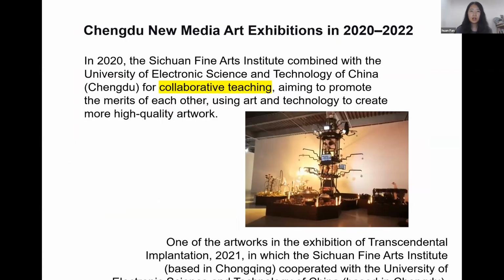The second part is after COVID-19. After COVID-19, people have to stay in their own city, not easily able to go across to other cities. So this part is focused on the new media art exhibitions in Chengdu. In Chengdu, first is collaborative teaching. Two universities, the Sichuan Fine Arts Institute and the University of Electronic Science and Technology of China, collaborate in teaching, aiming to promote the merits of each other, using art and technology to create more high-quality artwork.